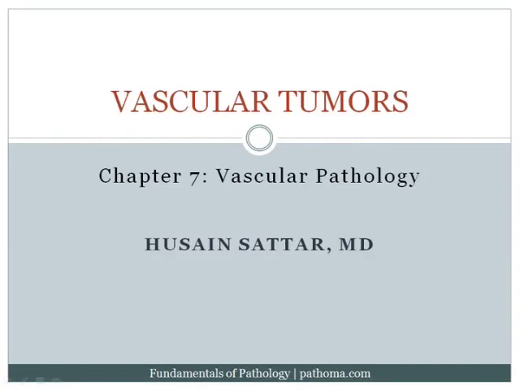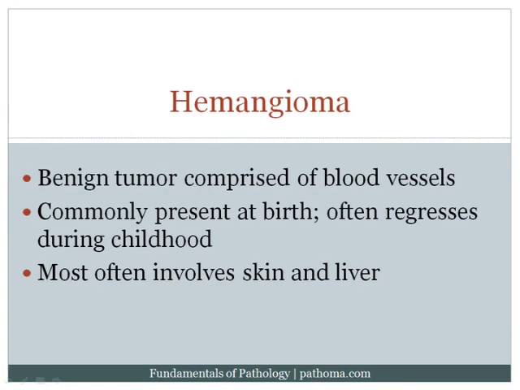Okay, final section of this chapter is vascular tumors. This is a relatively short section. We should be able to get through it quickly. The first entity is a hemangioma. Hemangio, blood vessel, oma, benign mass. So this was a benign tumor comprised of blood vessels.